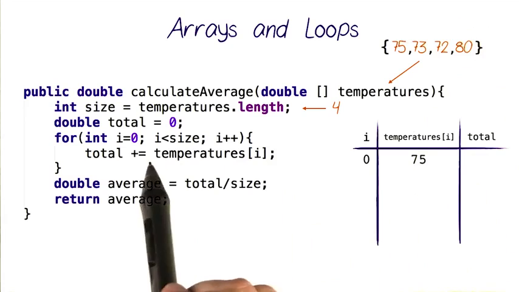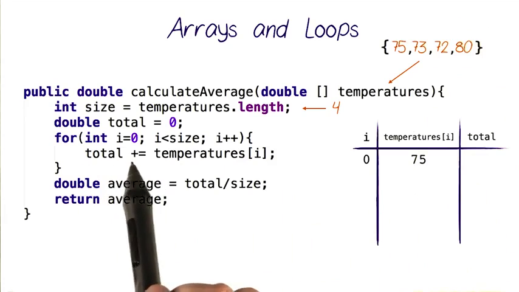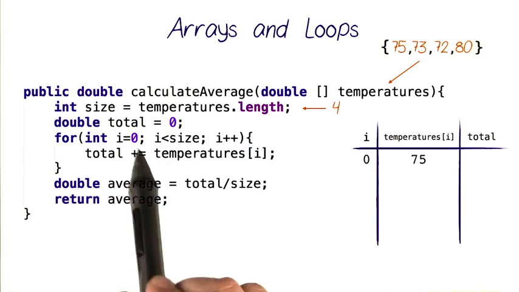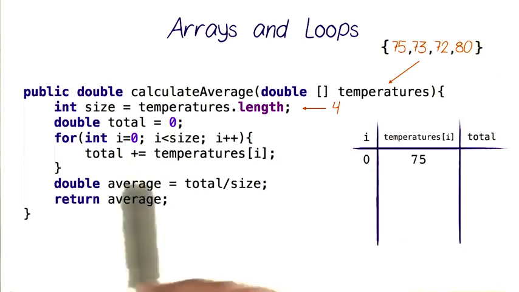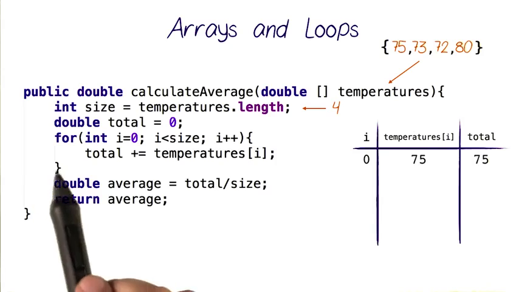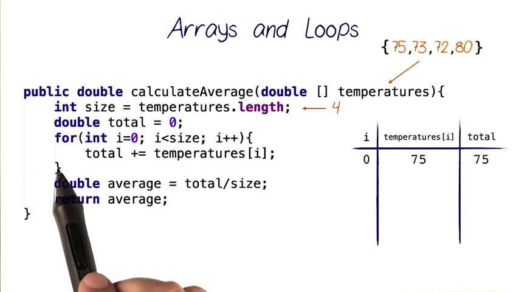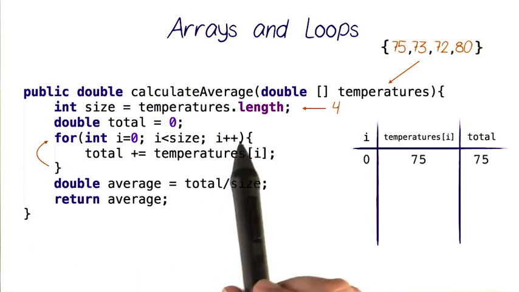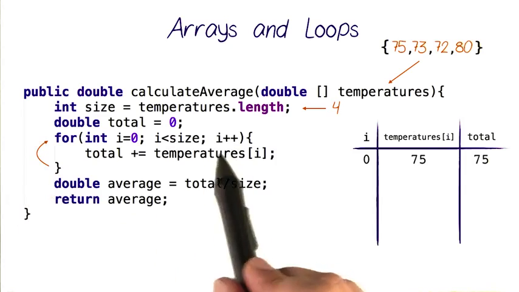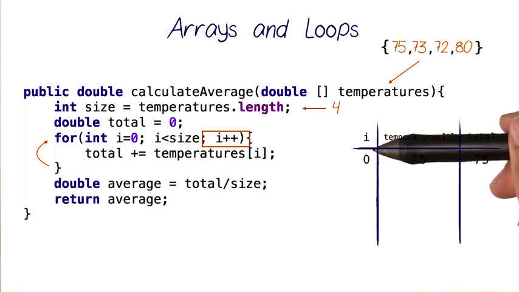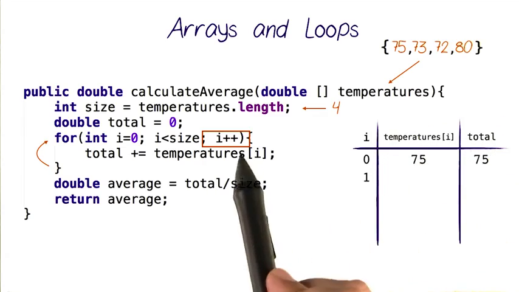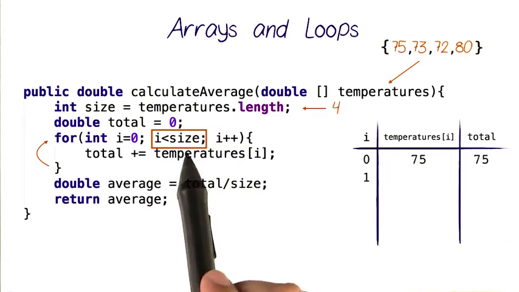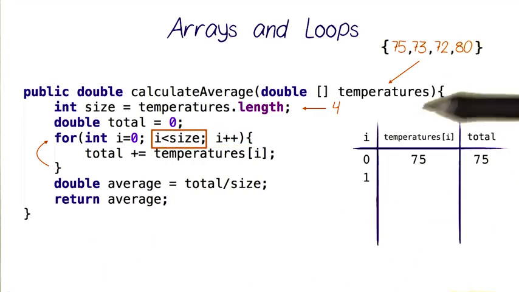So once we get that value, we add that to total because we're using the plus equal sign here. And total was initialized to 0, so once we add 75 to 0, total becomes 75. And then we reach this closing bracket of our loop, so we go back up and increment i. Once we run the increment i instruction, i increases by 1 from 0 to 1. The next thing that happens is we check if i is less than the size.